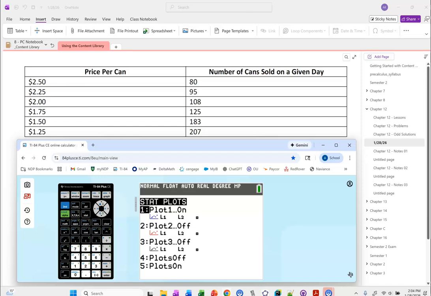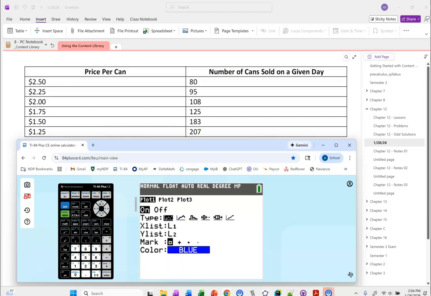So there's 3 stat plots, so you can graph up to 3 scatter plots at the same time. I don't know why you'd want to do 3 at the same time, but you could. We're going to pick one of them to use. I'm just going to use plot 1.